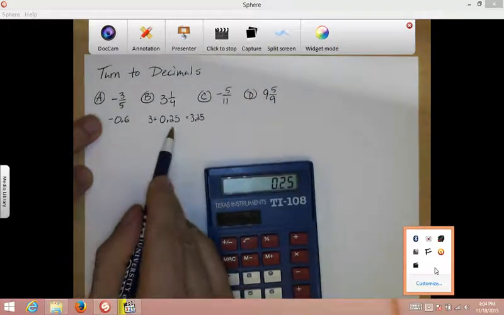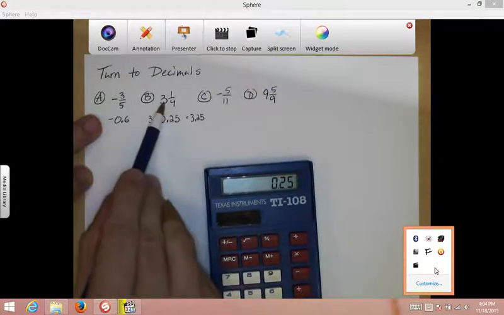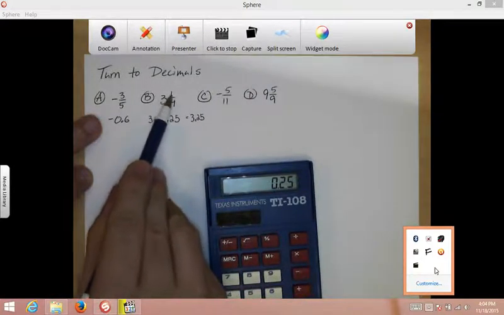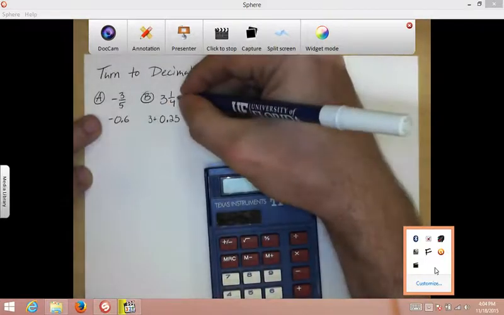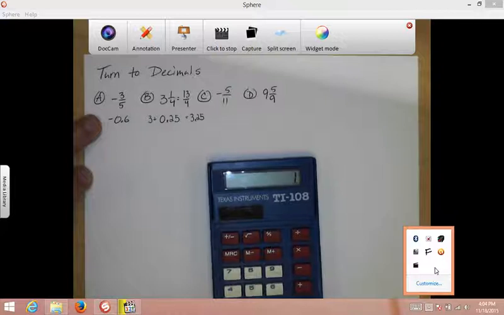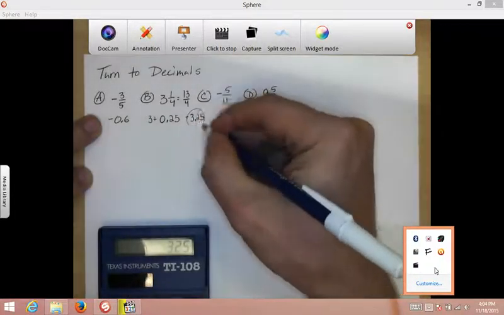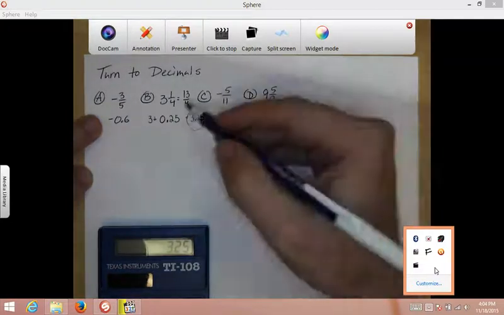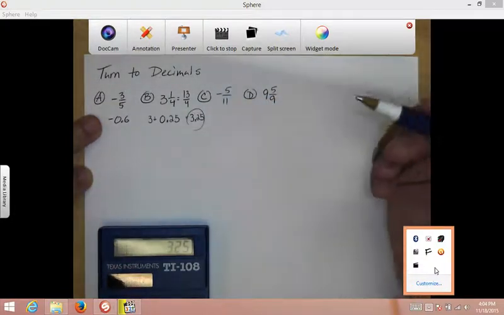So instead of doing this extra step, if we do it here, 4 times 3 is 12. 12 plus 1 is 13. So we're going to rewrite this as 13 over 4. Now, when we put that in our calculator, 13 divided by 4, we get 3.25, which is the answer we got this way. It doesn't matter to me which method you use. Both of them are the same.